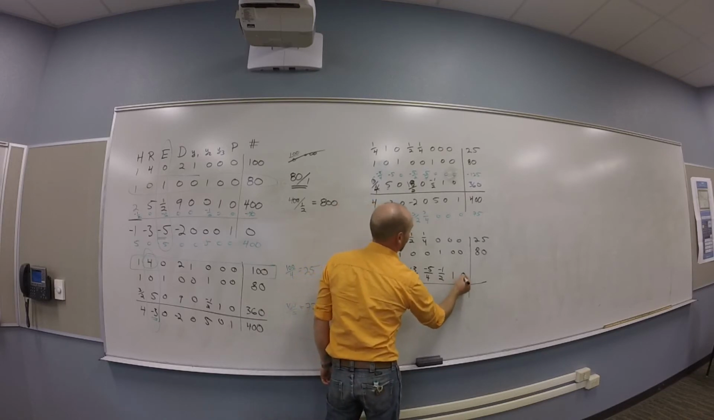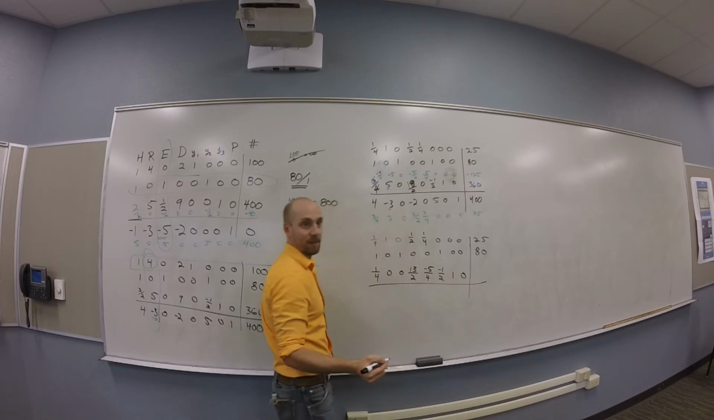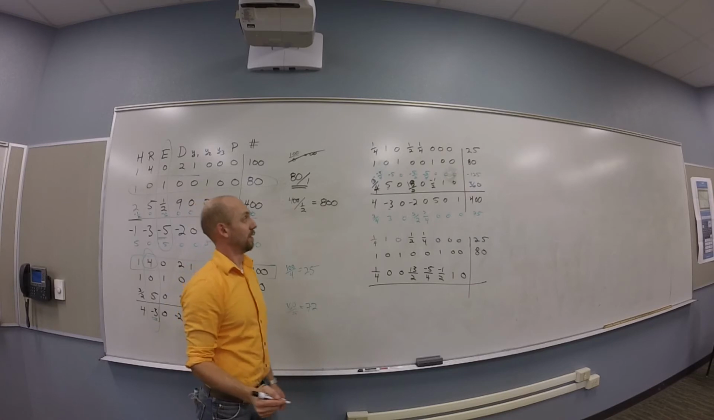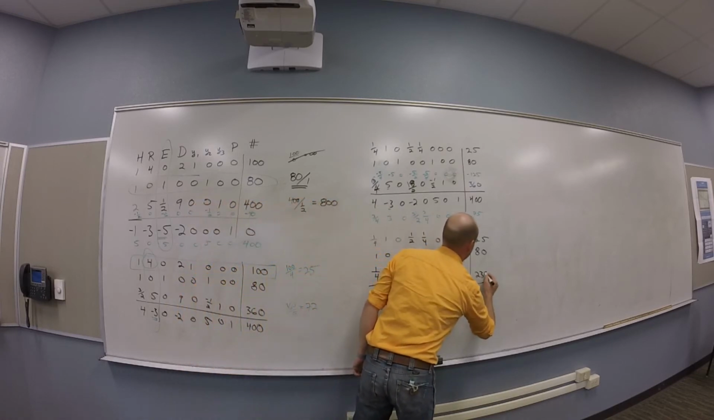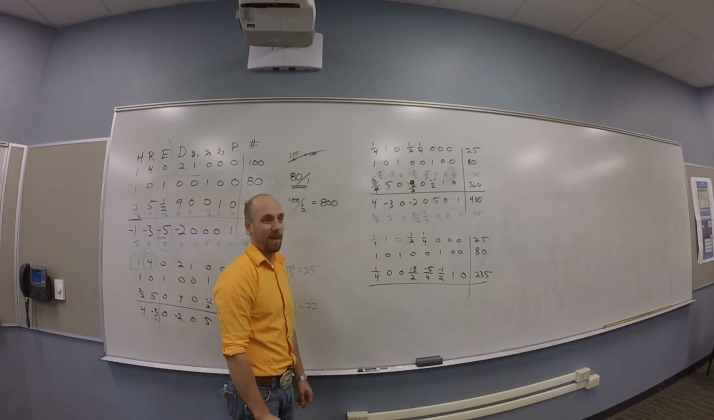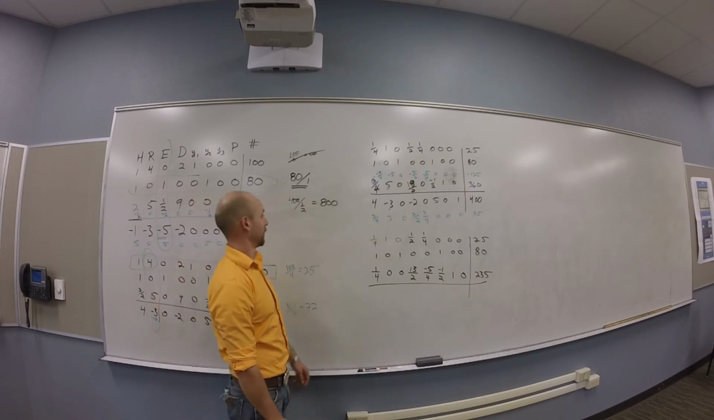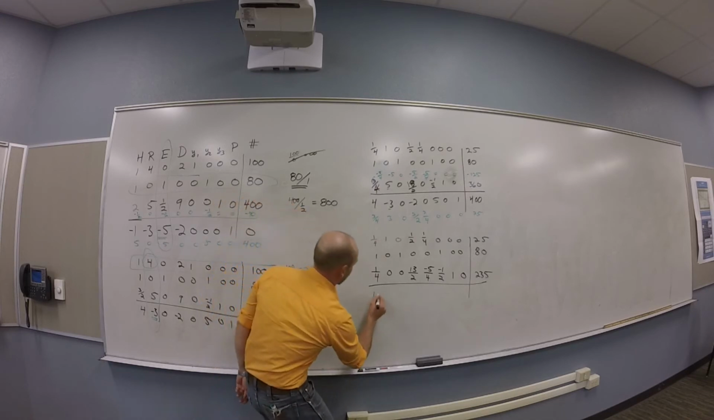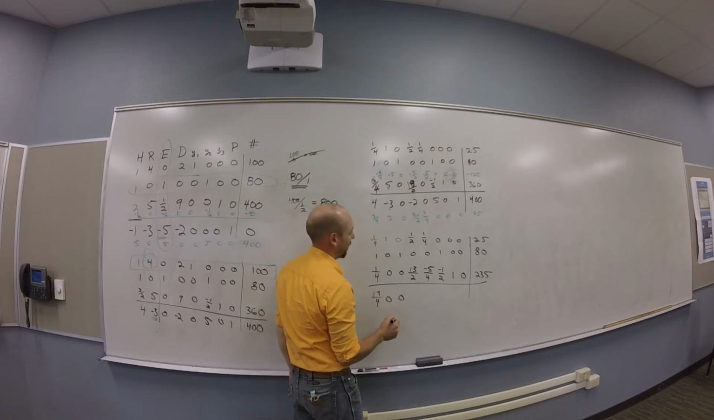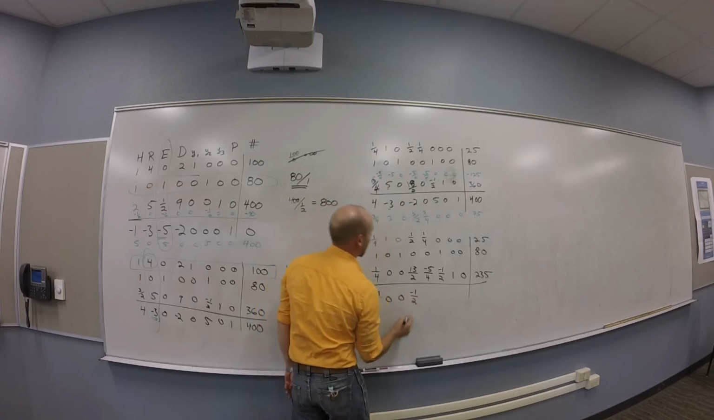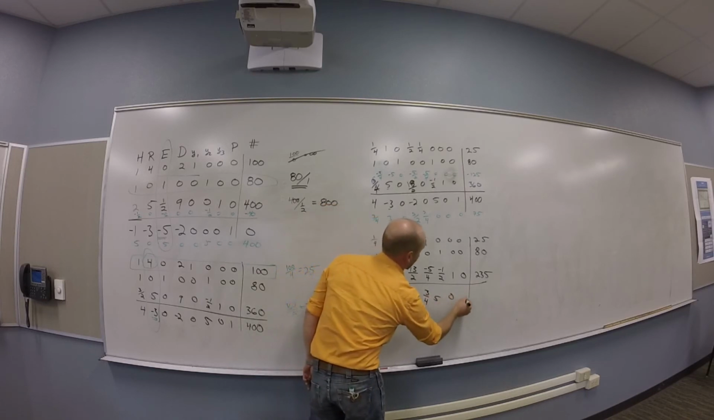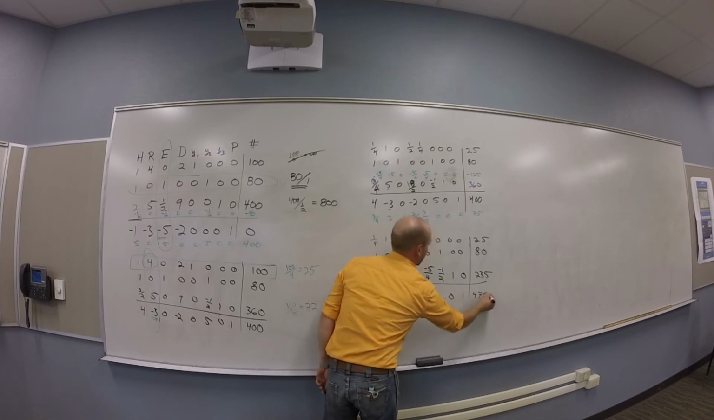1, 0, and 235. 235. Nice. Okay, and your bottom row becomes 19 fourths. 19 quarters, 0, 0, negative 1 half, 3 quarters, 5, 0, 1, 475.